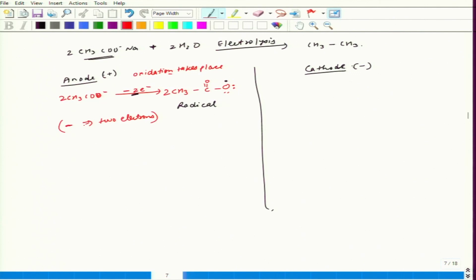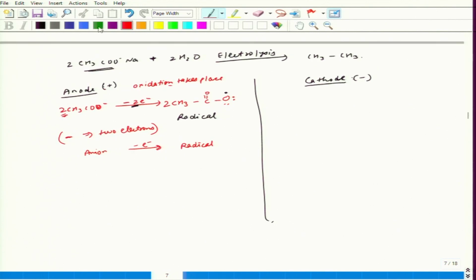And 1 electron has been taken out from the anion, and it will give a radical. Okay. So, removal of 1 electron from an anion will form a radical. Why have 2 electrons been removed here? Because I have taken 2 molecules of this anion.